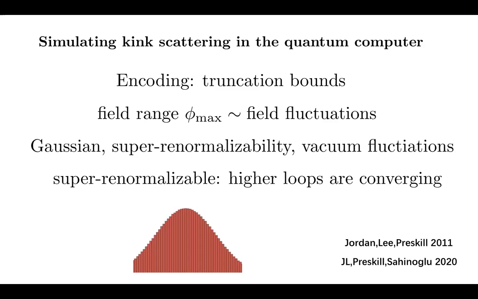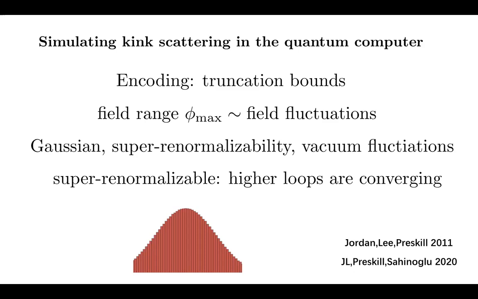So originally Jordan, Lee and Preskill did this job by relating the field range to the scattering energy, because you know that field fluctuation is directly related to phi squared. And phi squared is bounded by energy because phi squared appears in your Hamiltonian. So using this, you could use the scattering energy to bound the field range and then decide how many resources you need to do this encoding. So if your scattering energy is high, then you have to use a large field range and much more resources. If the energy is low, then you don't need that many resources. This follows our specific implementation, the basic intuition.